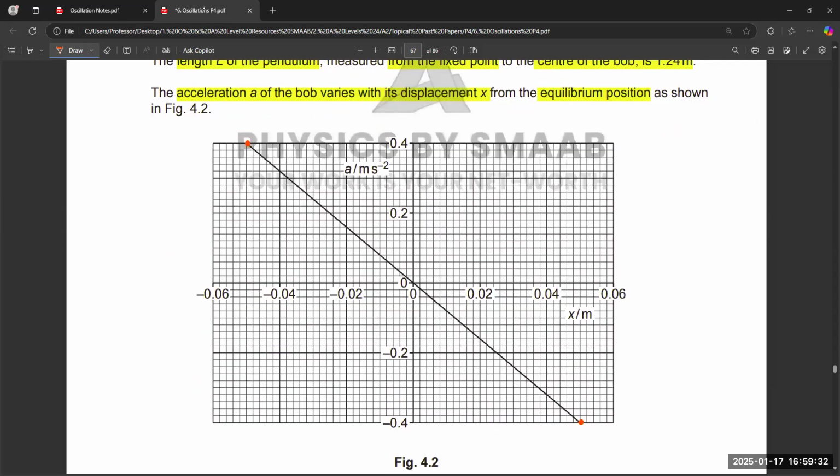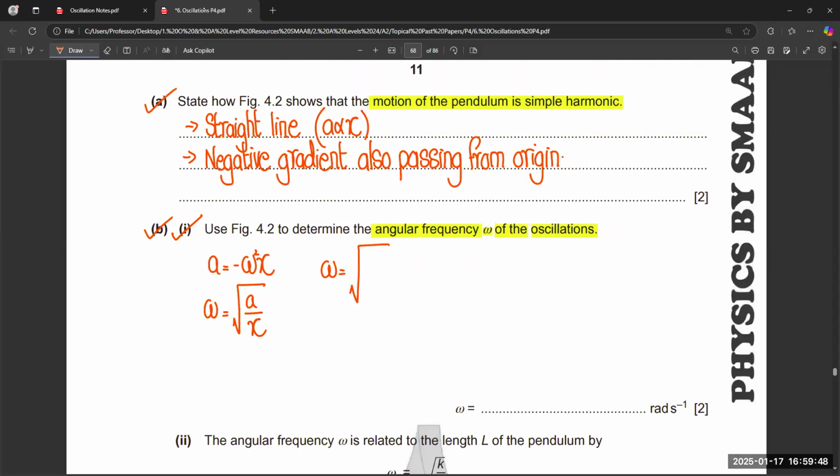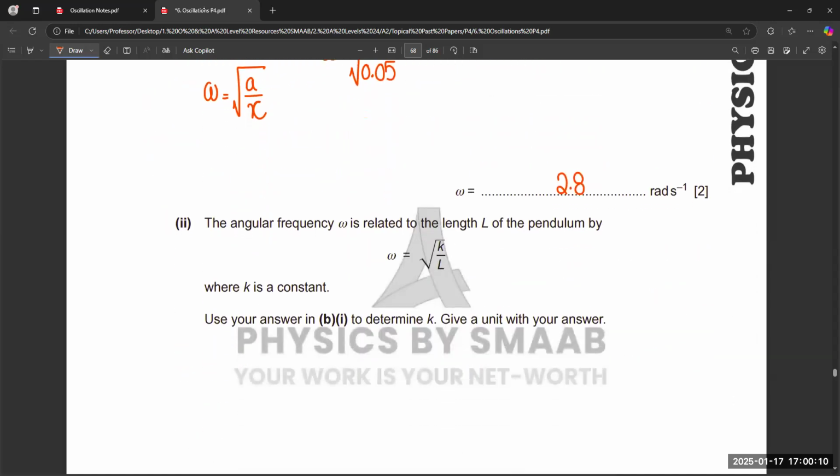Okay, the value of a is 0.4 on the graph at the maximum, and x is 0.05 because it is in the middle, 0.05, right? Any confusion in this? No. Okay. Rounded off, it will be equal to 2.8 radians per second.